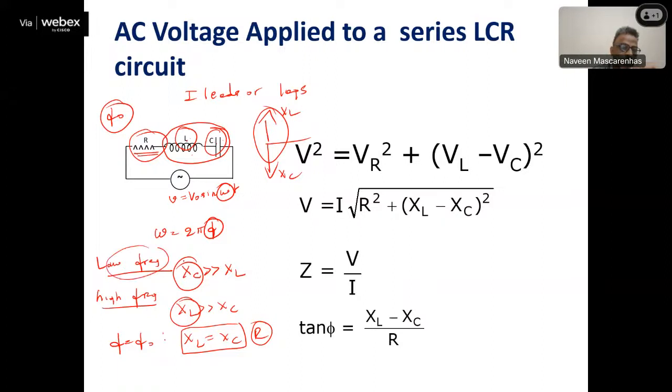So at very low frequencies, since you know that the capacitor is dominating, you can say current leads. At very high frequencies, current lags. And at this frequency, since the resistor is dominating, current is in phase. And all the formulas are here.